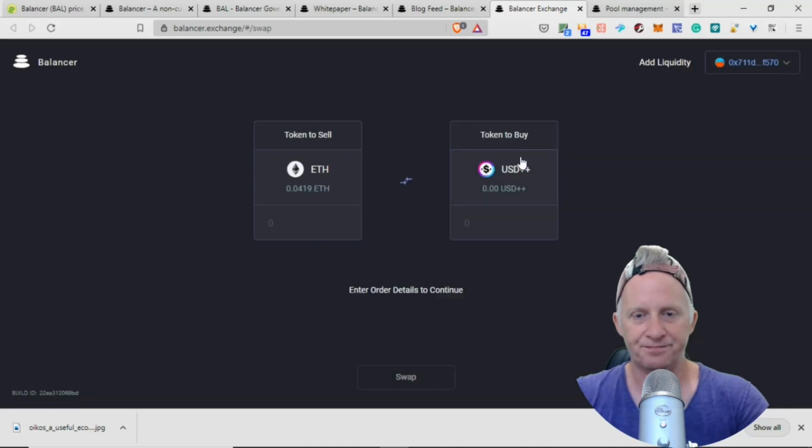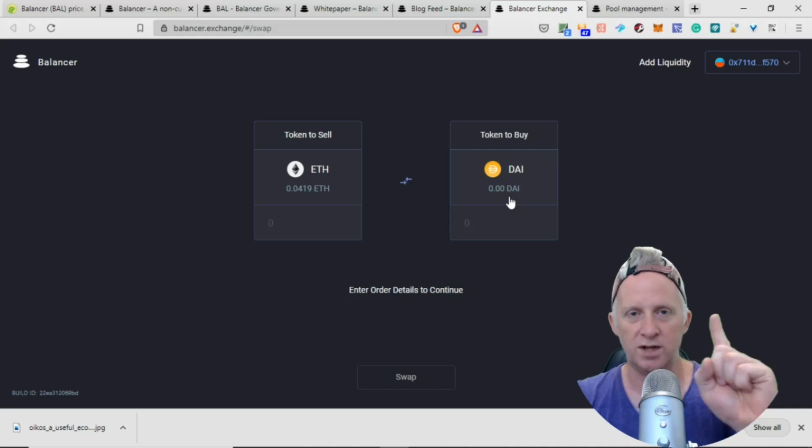around 30 tokens that are supported or handled by this protocol. So you swap directly into the liquidity pool. They find the best price possible. You swap ETH for DAI, for example, and you receive it in your wallet in one transaction.